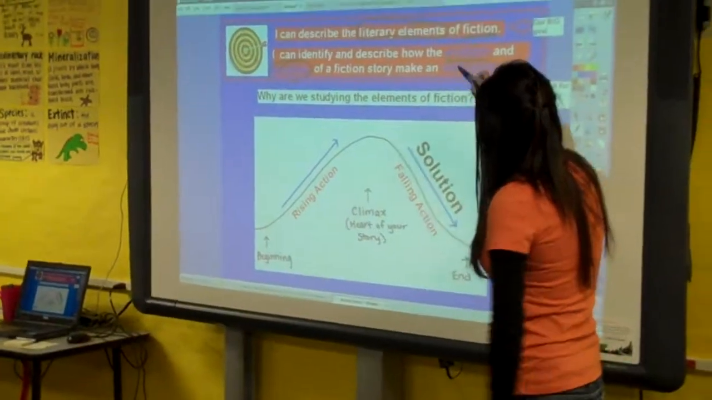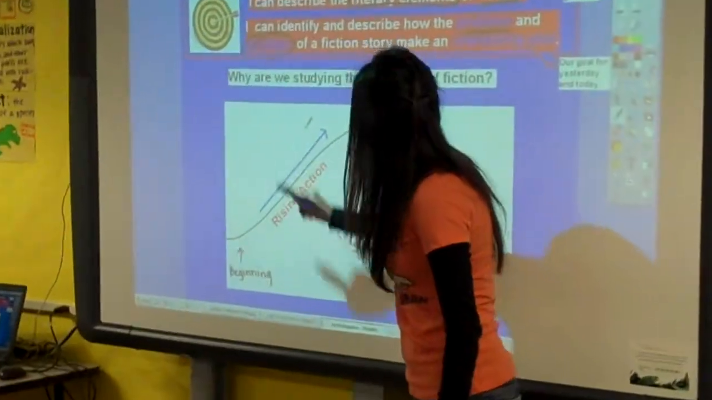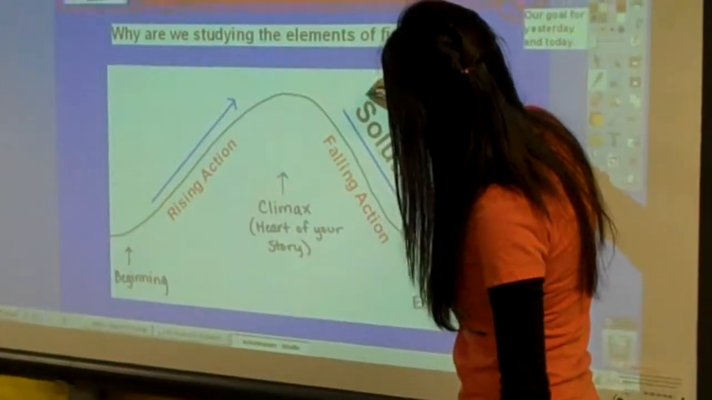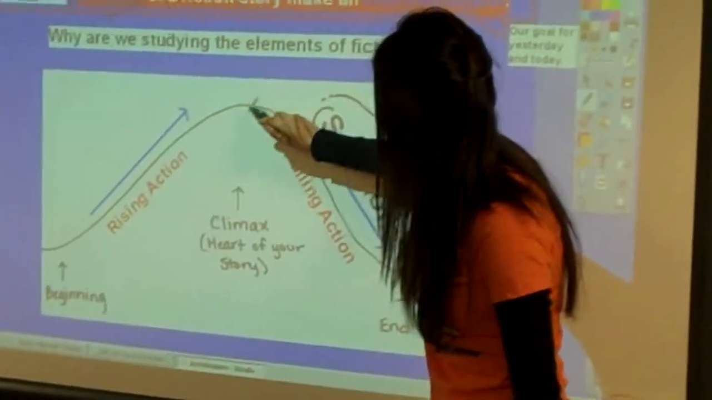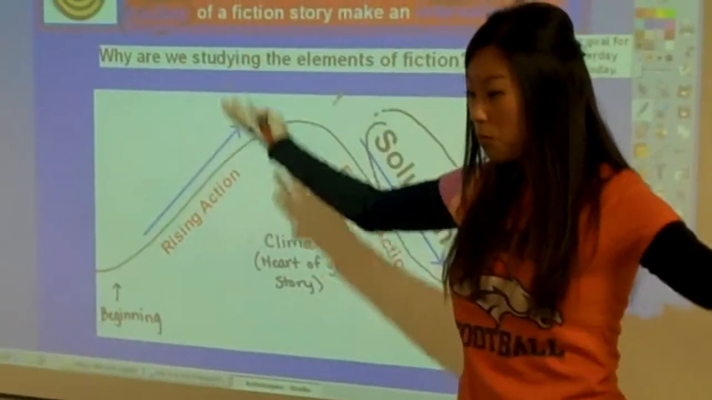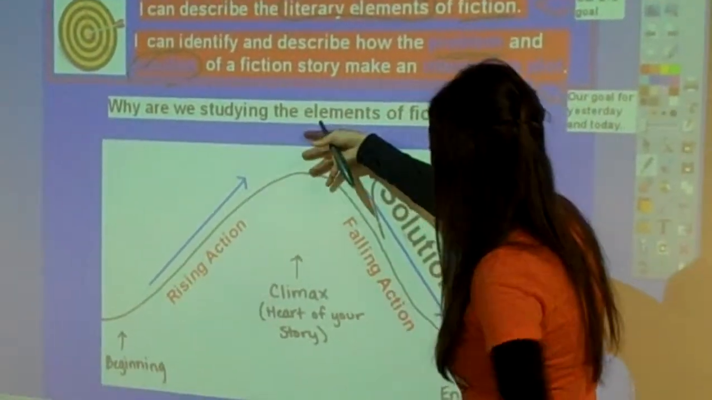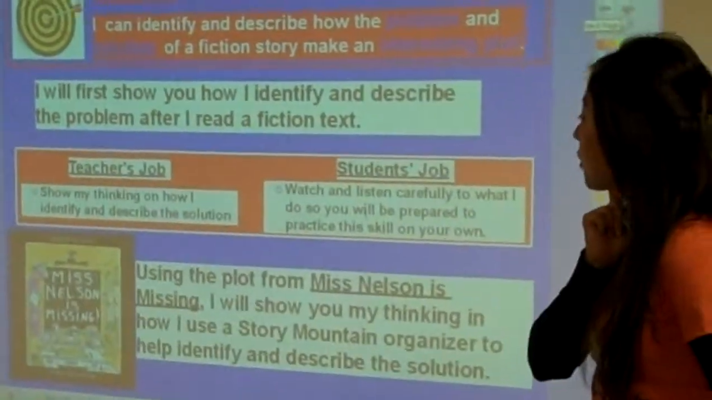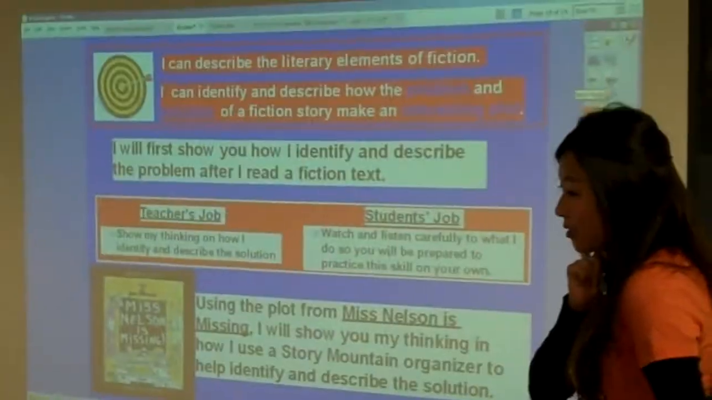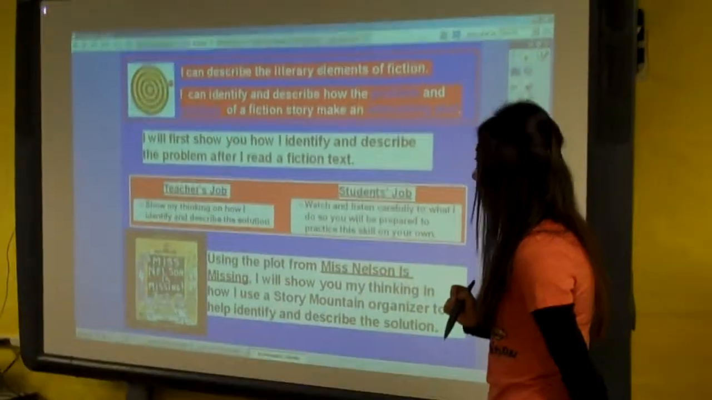Okay, so yesterday we did our rising action, our problem. Today we're going to work on our solution. We also talked about climax when the problem is so big, right? And now we are going to talk about what we can do to solve that big problem we have. Now, first, I'm going to show you how I identify and describe the problem after I read a fiction text. So I'm going to show you my thinking.